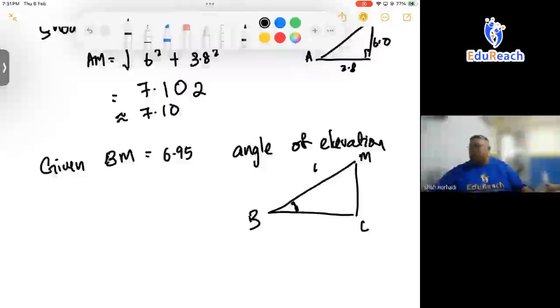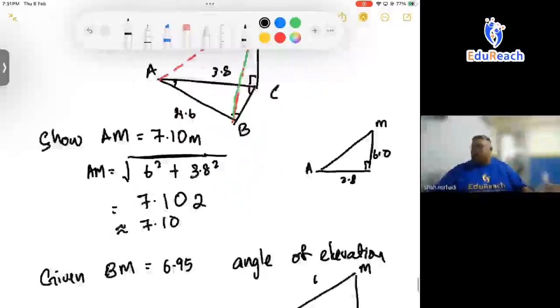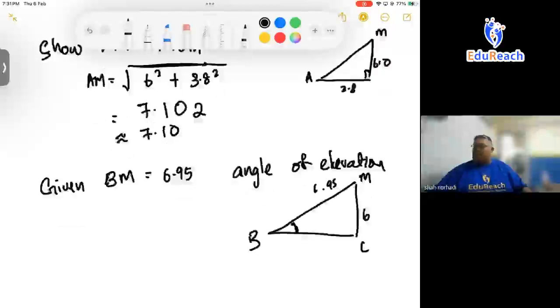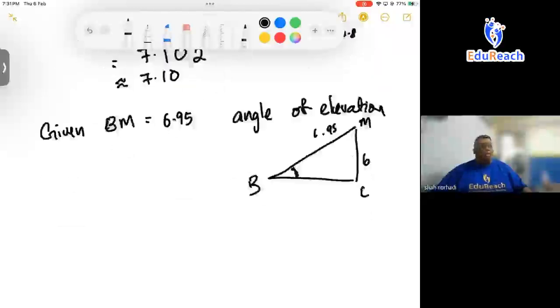Okay, so we know that this is 6.95. This is 6. So we need to find the angle. So use what? You know the length of BM and you know the... This is opposite. This is hypotenuse. So sorry, I said this is what I point here. Okay, so opposite and hypotenuse must use what?